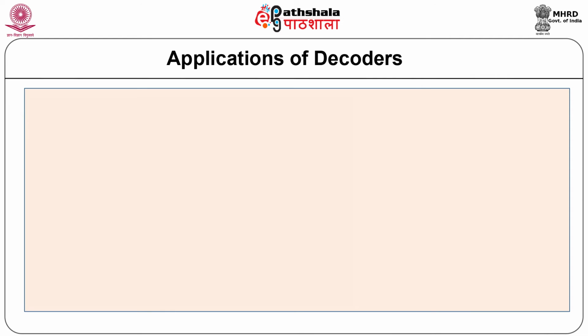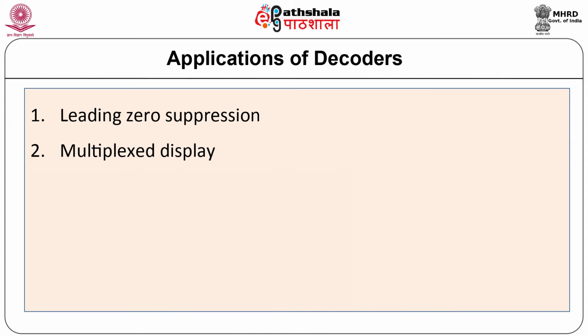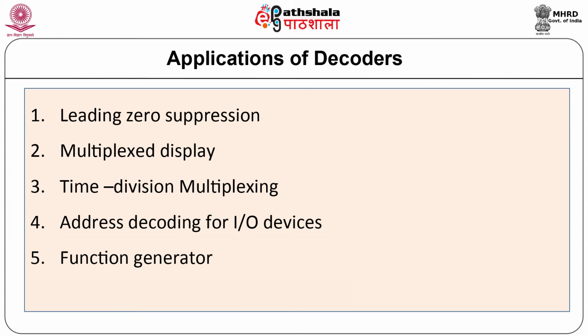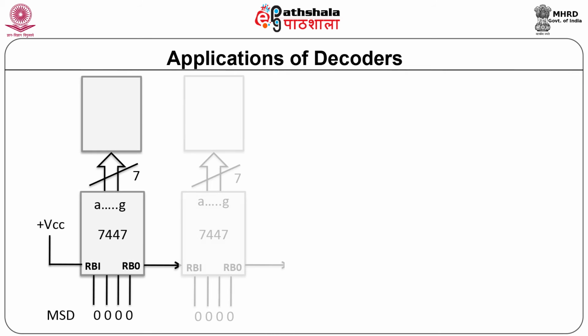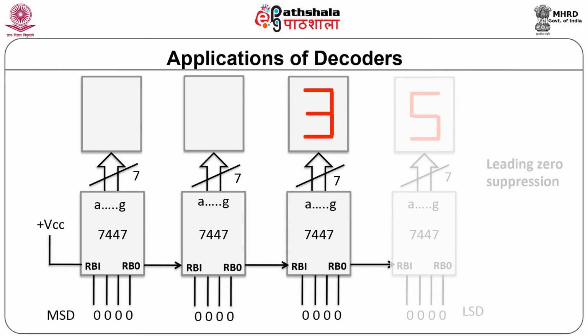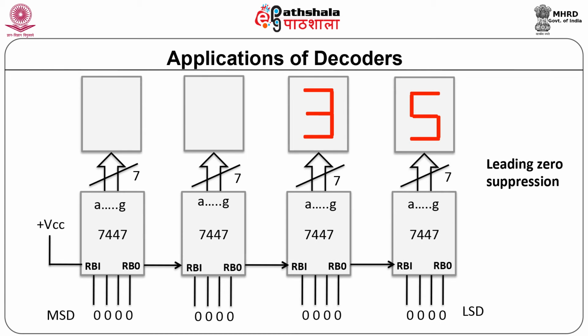There are many applications of decoder like leading zero suppression, multiplex display, time division multiplexing, data decoding, function generators and so on. First application of decoder is in leading zero suppression. Many 7 segment decoders have built-in capacity of zero suppression. This facility is useful in multi-digit display. This technique is used to blank out unnecessary zeros in the display.